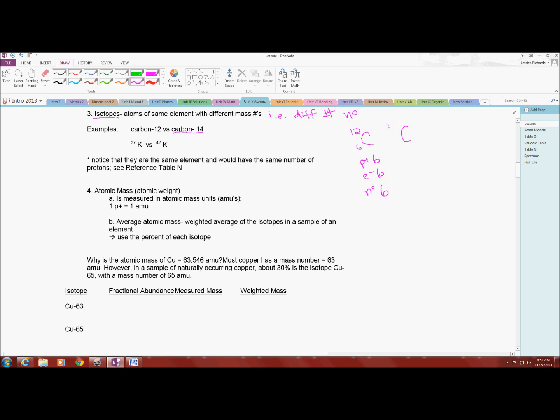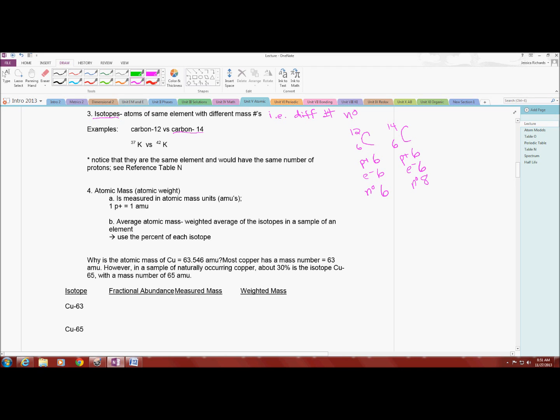If I have carbon-14, it's still carbon, so it still has to have 6 protons. Still carbon, still 6 protons. Still neutral, so it still has 6 electrons. But now 14 minus 6 is 8. It's heavier, it has 8 neutrons.